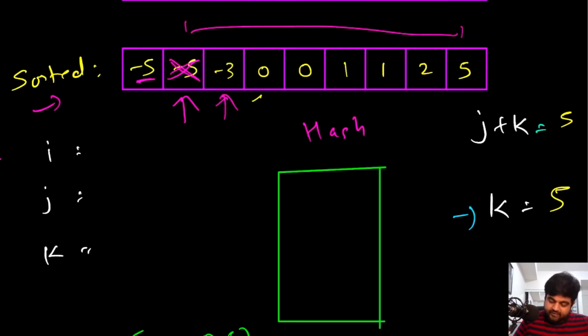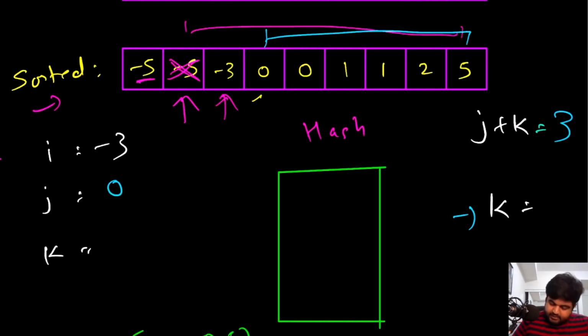Now suppose the next i value is -3. If i is -3, then j plus k has to be +3. Let's see what the potential remaining j plus k values could be. Currently the jth value is 0. If the jth value is 0, then the kth value has to be +3. We'll see inside the remaining array whether +3 exists or not. +3 does not exist, but that is going to help us fill our hash.